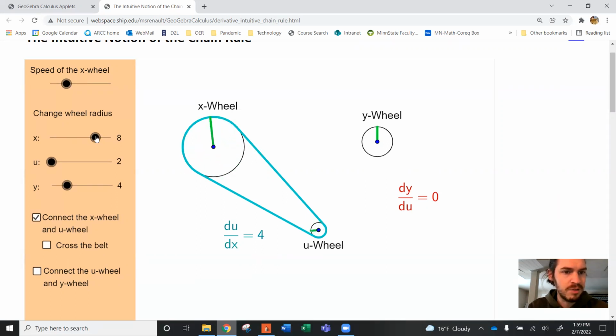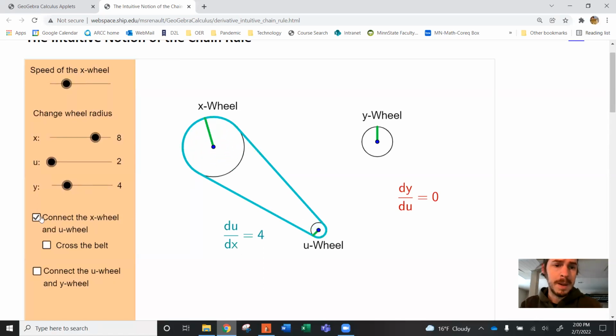The reason is because the x wheel is 4 times as big as the u wheel. Comparing these radii, we see the x radius is 8 and the u radius is only 2. So expressed in terms of a rate using calculus notation, the rate of change in u with respect to x is 4. For every single increase in x, which is interpreted as one turn around the circle, u increases by 4 turns around the circle.